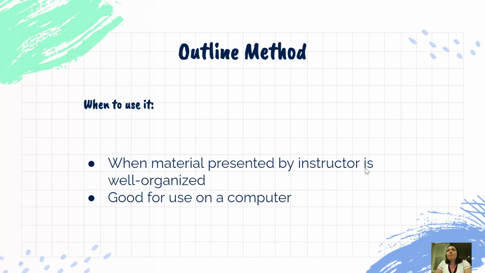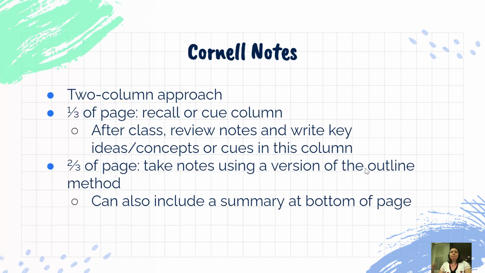So like we've said, handwriting is the most effective. If you're going to go back and review your notes, you may review it by typing and using the outlining method in that way. Okay, next is Cornell notes.